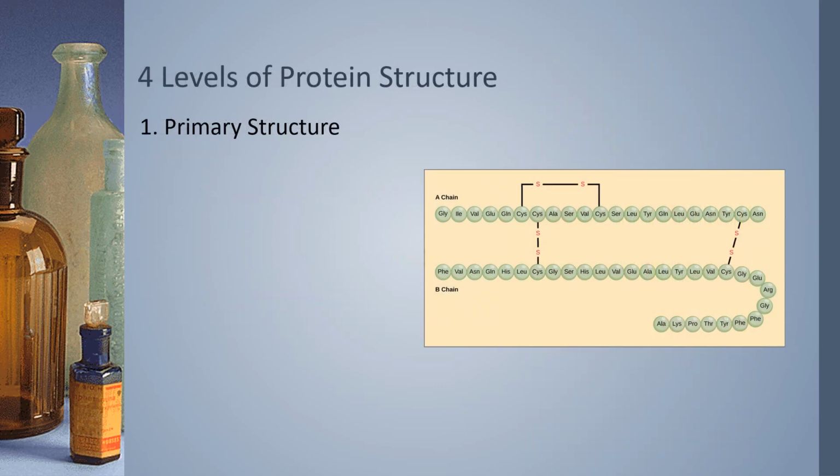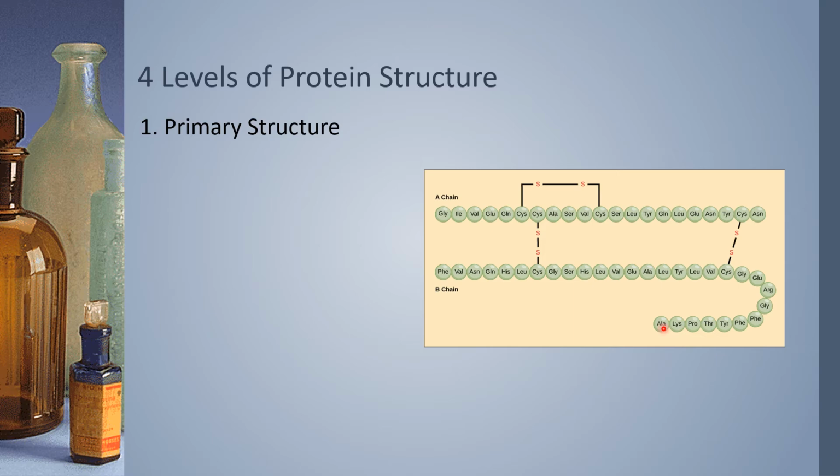To understand how the protein gets its final shape or conformation, we need to understand the four levels of protein structure: primary, secondary, tertiary, and quaternary. We'll start with the primary structure. The amino acid sequence in a polypeptide chain is the primary structure. This example here on the right shows the amino acid sequence for the insulin hormone. We can see here that there's an alpha chain with one set of amino acids and a beta chain with another set of amino acids.